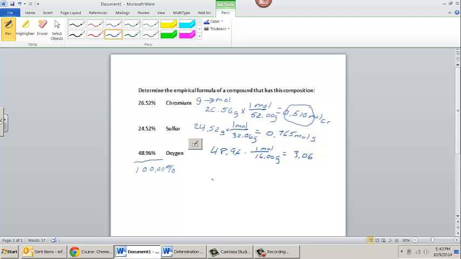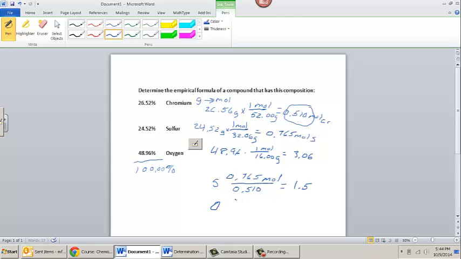So I'm going to do that down here. So for sulfur, actually that should have just been an S for sulfur, not Sh, so get rid of that. Okay, so for sulfur, we're going to divide 0.765 moles divided by the moles of chromium, which was 0.510. And when we do that, we get a number that's almost exactly 1.5, which is kind of interesting. I'll come back to that in a second, but let's go ahead and do oxygen next.